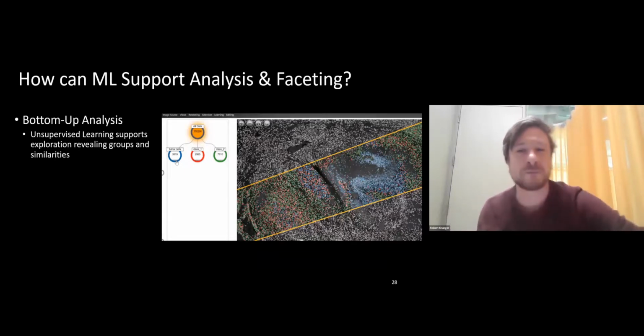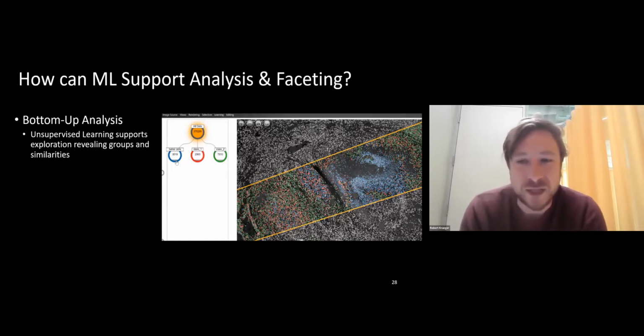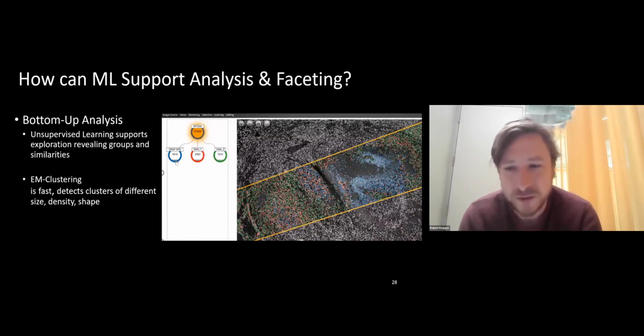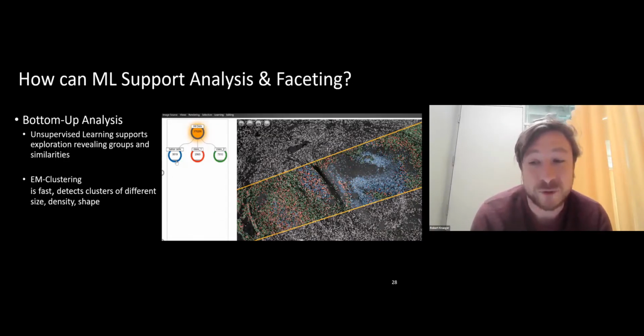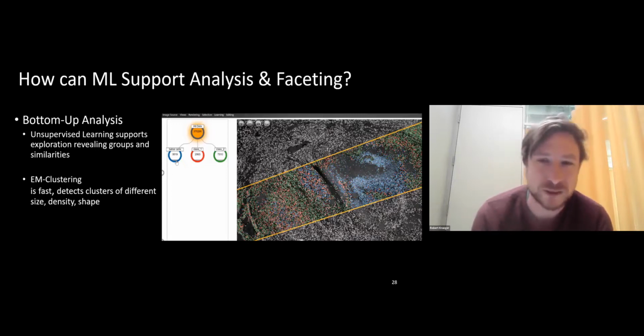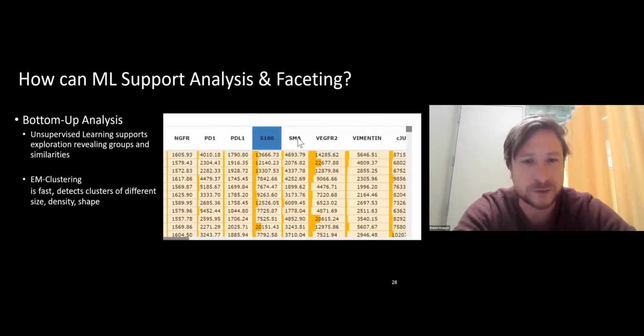First, during bottom-up analysis, unsupervised learning can assist the user to detect groups of similar cells. More precisely, we use an expectation maximization algorithm that is a good compromise for an interactive system, as the algorithm is fast, but also detects clusters of different size, density, and shape, as opposed to, for example, k-means or more simpler algorithms. I want to show you how that works.